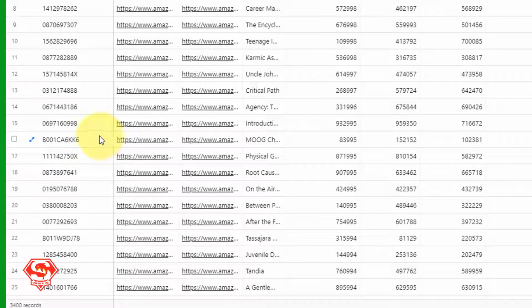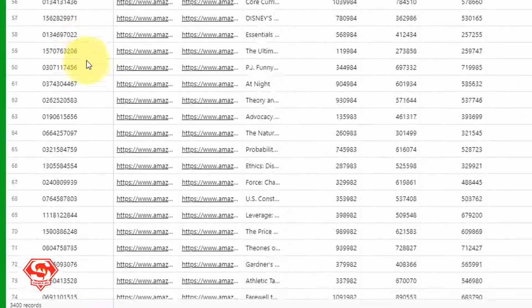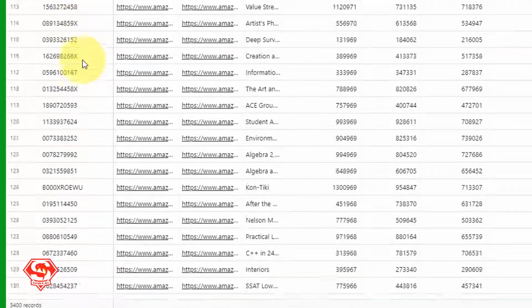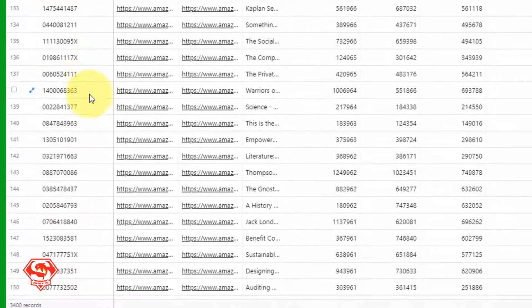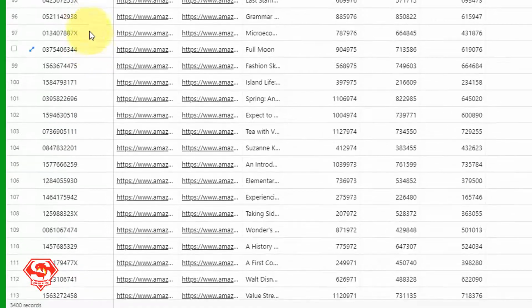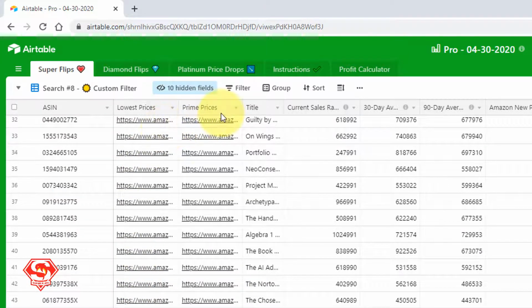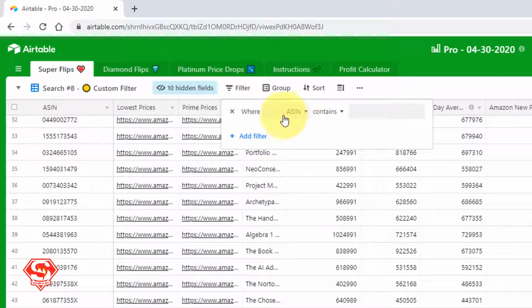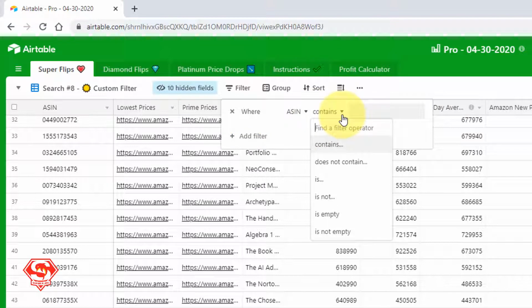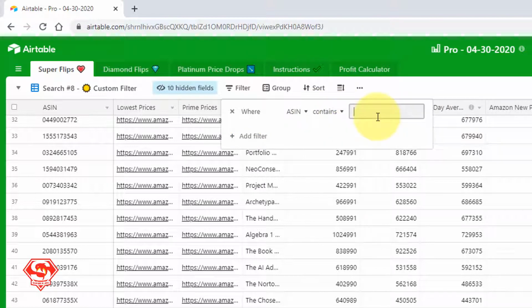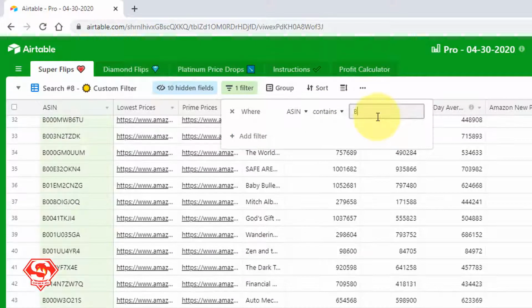So what we want to do is find them all without having to scroll down and look through all these 3,400 books. I just want to find the ones with B because I know I can probably sell those no matter what. So here's what we can do. Make sure you go over here. We're going to go to search 8, the custom filter. And we're going to place a filter on here. Click filter, add filter, and we're going to go with the first one. That's ASIN. That's what we want. And we want the contains, and all we need to do is put in the letter B.